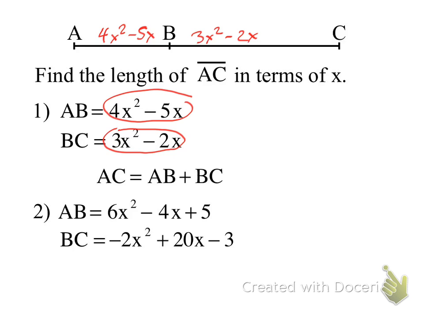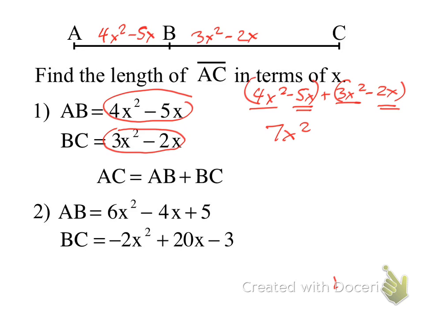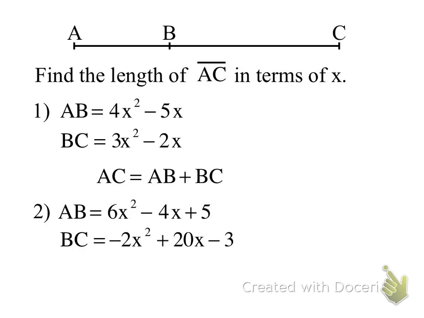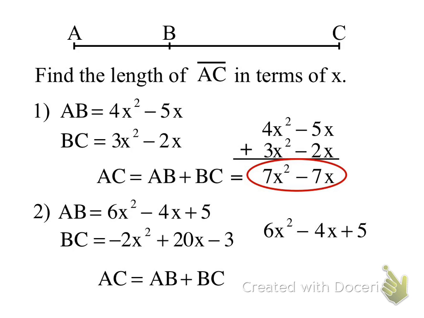So what are we doing to find AC? Right, 4x squared minus 5x plus 3x squared minus 2x. We're adding the polynomials, and what do we get? 7x squared plus 7x. Okay, questions? I'm going to skip the next one, and I think we should go on to the next lesson.